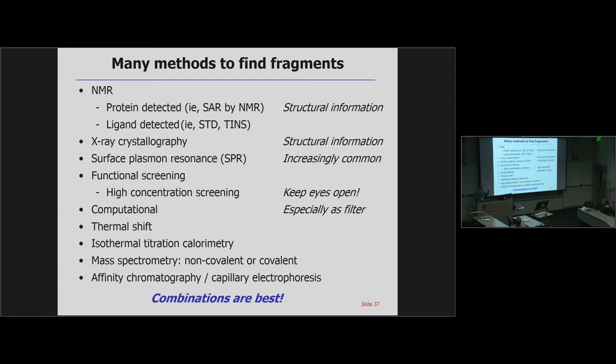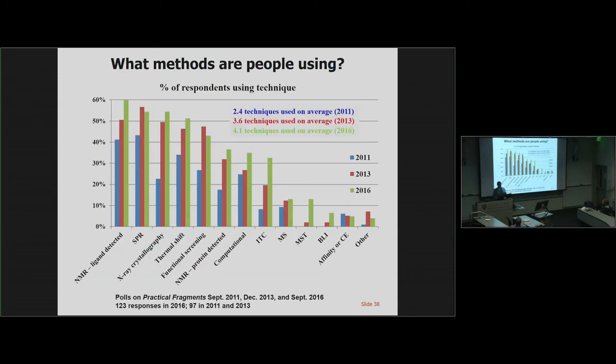And strengths and weaknesses. So combining several, I think, can be really important for distinguishing true hits from false positives. And I think this is what people are doing. This looks at a few polls that I've done on Practical Fragments, starting in 2011, asking people what screening technologies they're using. And what's interesting is this has gone from the average respondent using just over 2 techniques to the average respondent using 4 techniques in 2016.